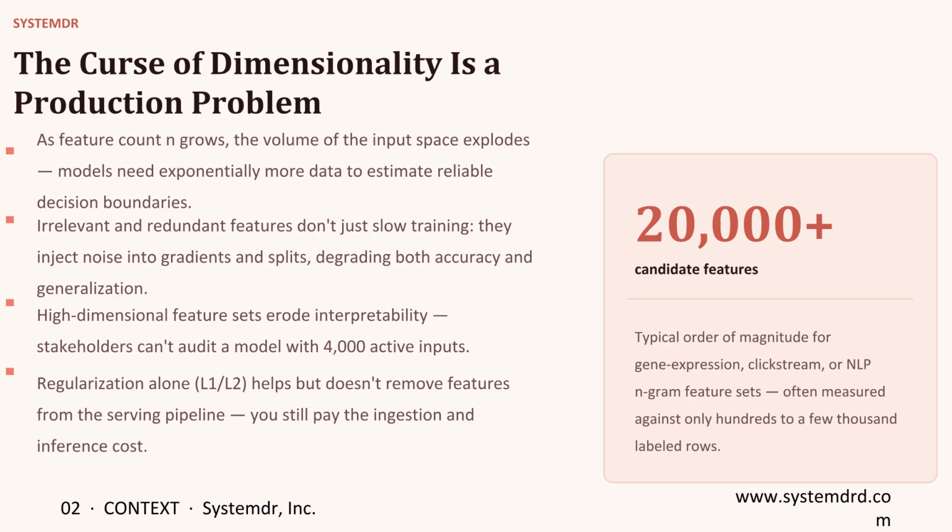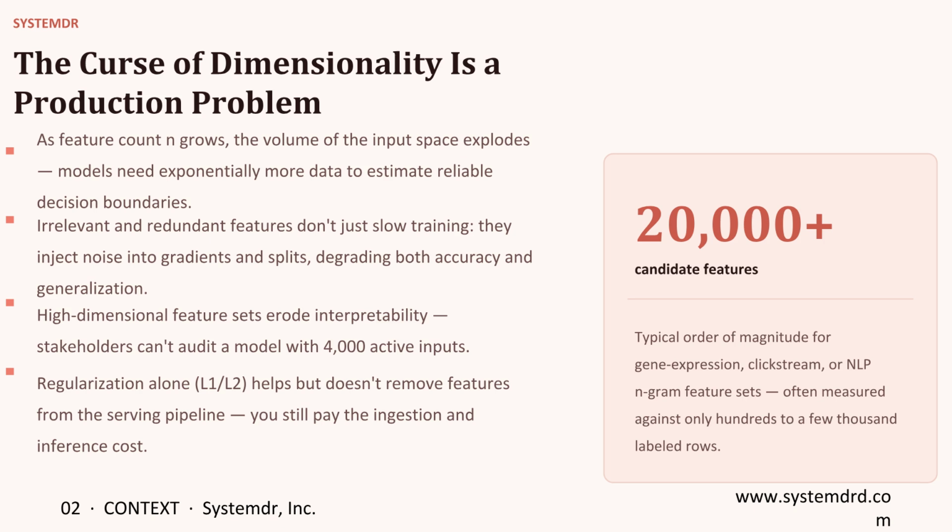There's also an interpretability cost that's easy to forget until a stakeholder asks you to explain a decision. Nobody can audit a model with 4,000 active inputs. And regularization, L1, L2, helps with the statistics, but it doesn't remove anything from your serving pipeline. You're still paying the ingestion cost and the inference cost for every feature you didn't actually need.